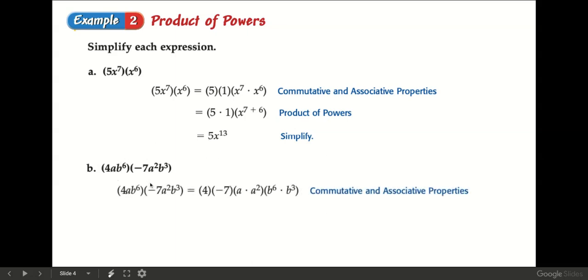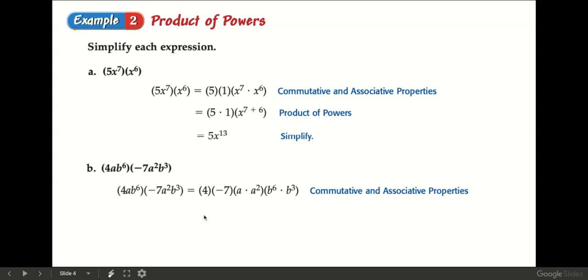So let's go ahead and do the second one here. Again, same thing. I have 4ab to the 6th times negative 7a squared b to the 3rd. Again, I'm going to use the commutative and associative properties. So 4 times negative 7, a times a squared, b to the 6th times b to the 3rd. I'm just basically multiplying the things that are essentially like terms. They are things that I can combine together.